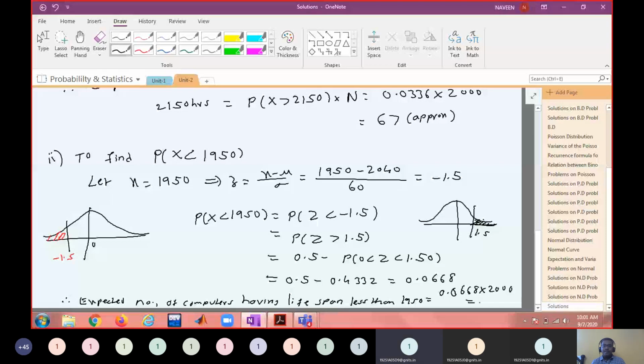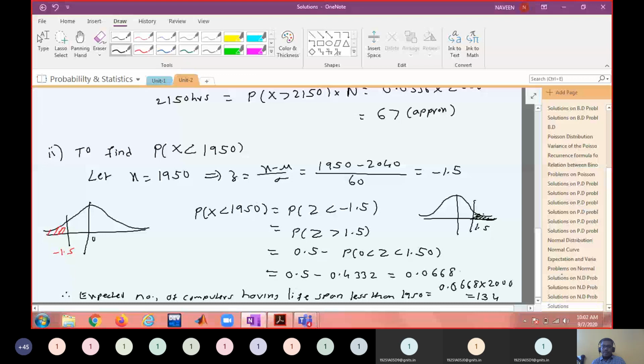133.6. 6 means you can round off to the next integer. Okay, so approximately 134. Similarly you can do the other two. I think only one more is there.